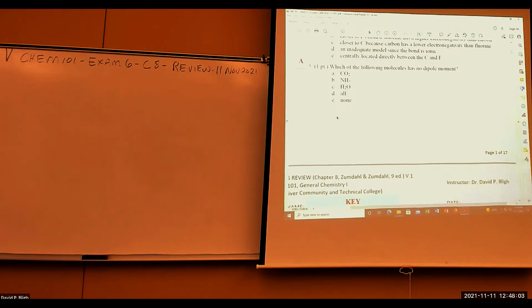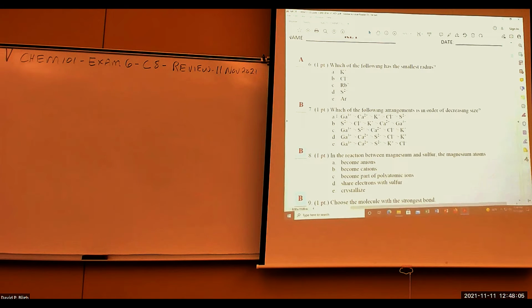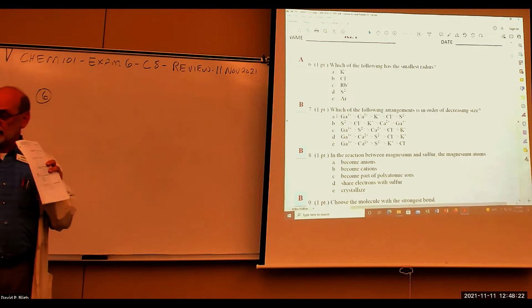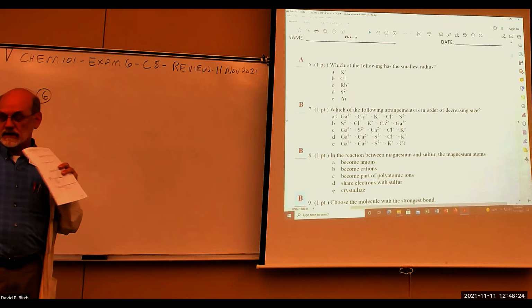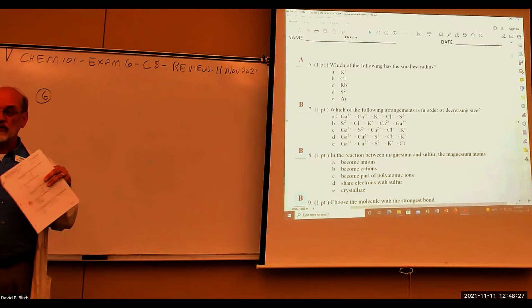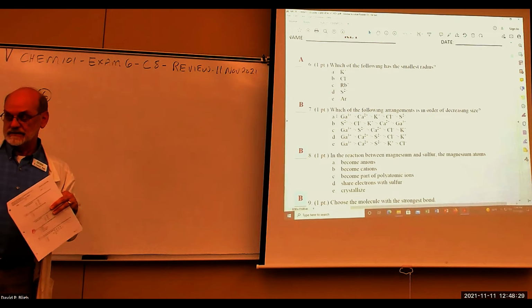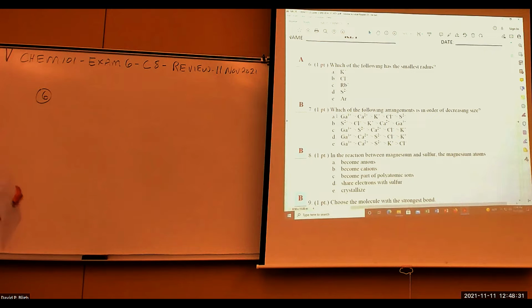All right. So let's see. And I'm still taking them in sequence here, because they're different ideas. Each one is a new idea. When we start getting repetition, then they'll skip. Which of the following has the smallest radius? Okay. This one can be tricky. We talked about trends in the periodic table. Atomic radius. But that was for neutral atoms. Okay. Which says what? Lower left to upper right.